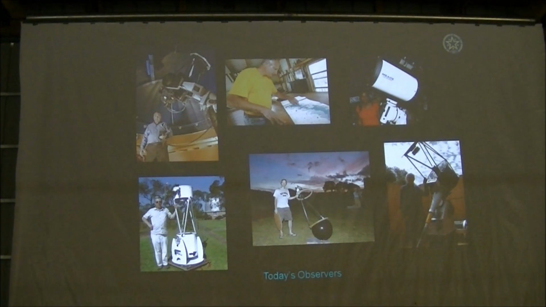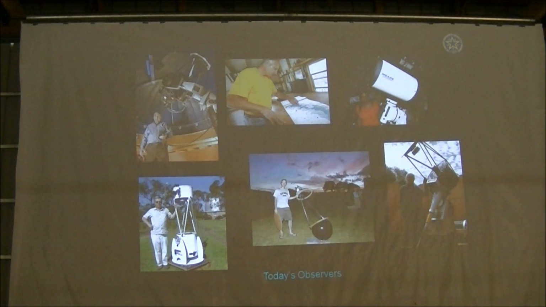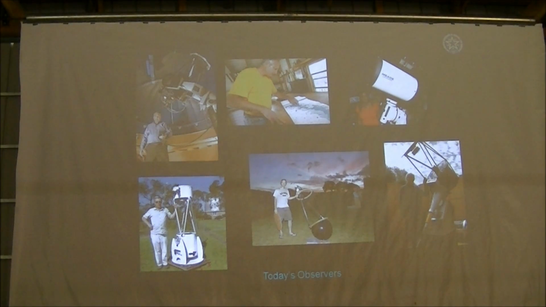These are some of today's observers. So I showed you pictures of what the old style observers look like. All men dressed up in suits, and I think they actually observed that way. At least I got the pictures taken that way.